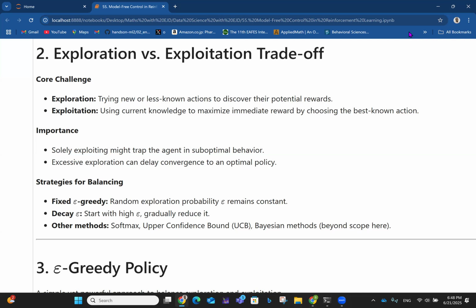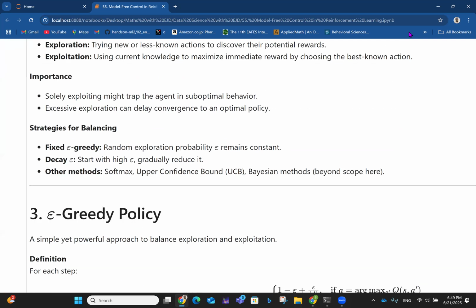So solely exploiting might trap the agent in suboptimal behavior, but excessive exploration can delay convergence. In a bid to always get the best, you want to keep exploring and you're wasting time. So you need to balance between exploration and exploitation, right? Explore as much as possible. Once you think you've got your values, begin to exploit. But once in a while, give yourself new opportunities to still explore to see if there are better ways of doing what you're currently doing, because excessive exploration can delay convergence to an optimal policy. So there should be a trade-off between the two.